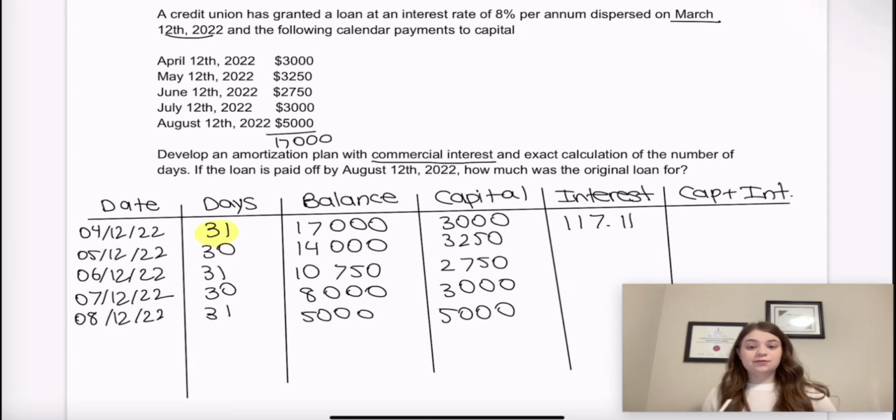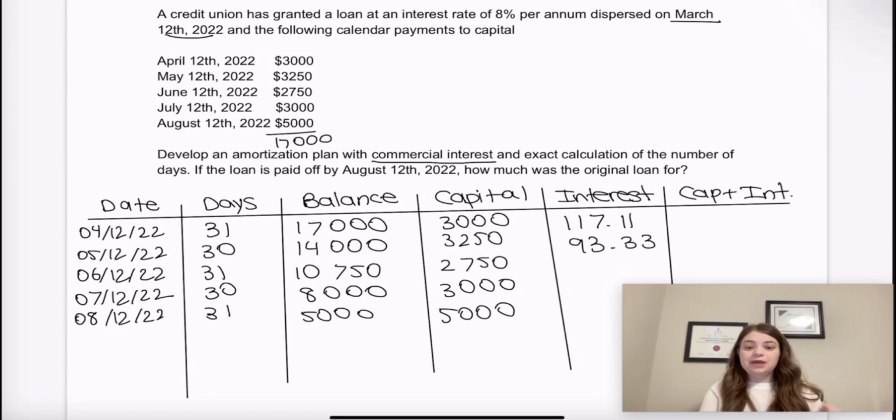Now let's do the same thing for the second one. So for the second one, we only have a balance of 14,000. I'm going to multiply that by 8% to get 1,120. Then I'm going to multiply by 30 days and divide by 360. Right, because this time it's only 30 days for the next one. So therefore, the interest we pay here is only $93.33.